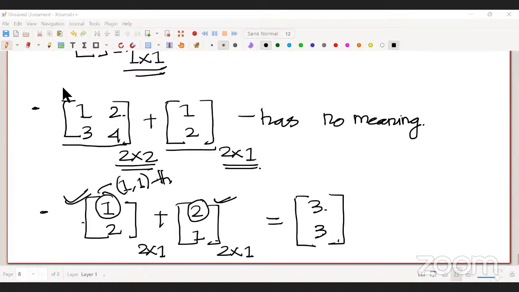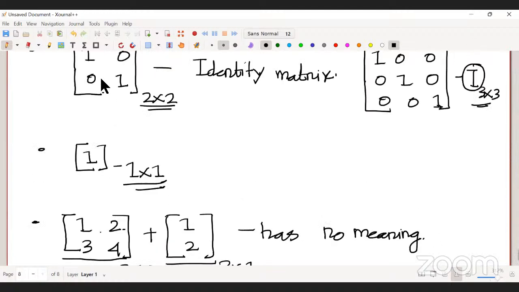You can add basically any m cross n matrix with maybe some other m cross n matrix. So if the matrices are of the same order, you can always add them.